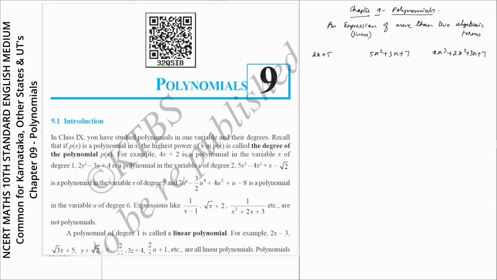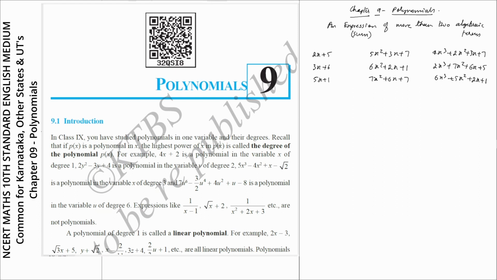Now consider another example, 3x plus 6. Here another example I will give, 6x square plus 2x plus 1. Here 2x cube plus 7x square plus 6x plus 5. Now 5x plus 1, 7x square plus 6x plus 7, 6x cube plus 5x square plus 2x plus 1. So all these are examples of polynomials.